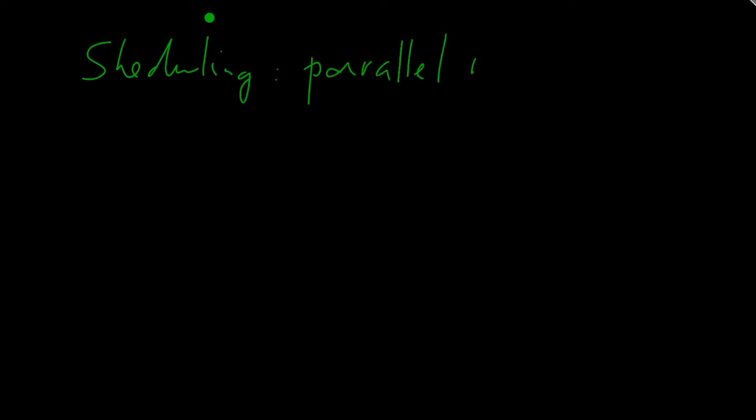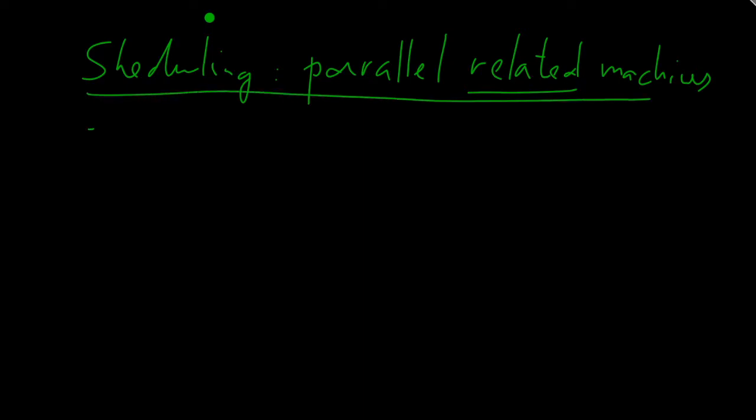Similar things. In this part, we'll learn yet another variant of the scheduling problem, namely scheduling of parallel but related machines. So parallel related machines. The setting is we still have M machines. But these machines each have a speed, possibly different, positive real values.